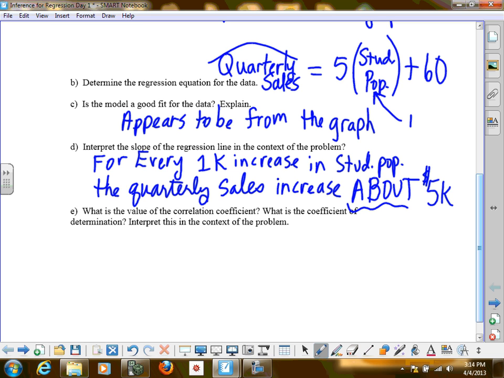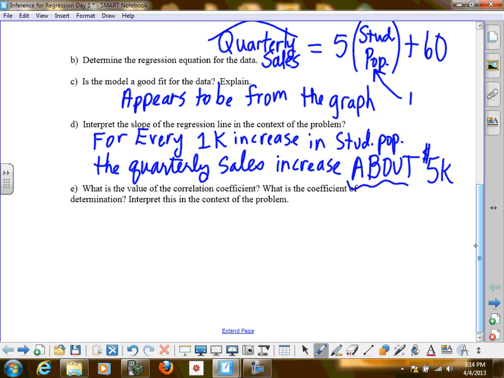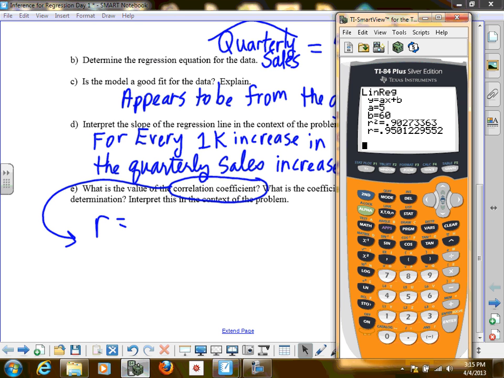Good? Okay, what is the value of the correlation coefficient? Vocabulary. What was correlation coefficient? R squared or R? I'll give you that. Okay, it was the R. Because this thing, coefficient of determination, tells you what percent of what is determined by which variable. So let's go with R. From our calculator, we saw that R's value is 0.95.